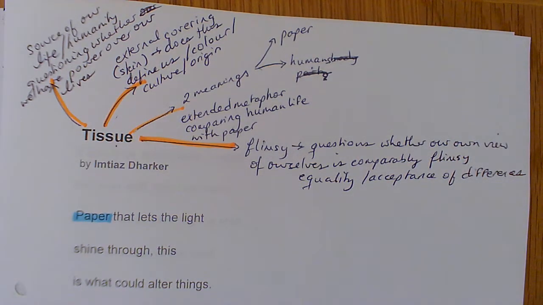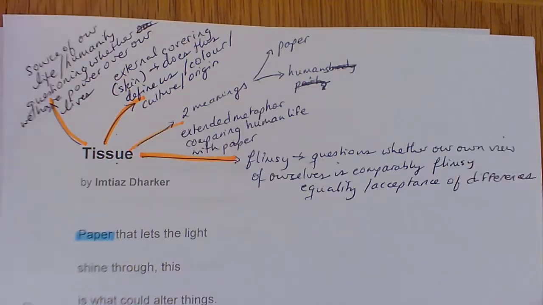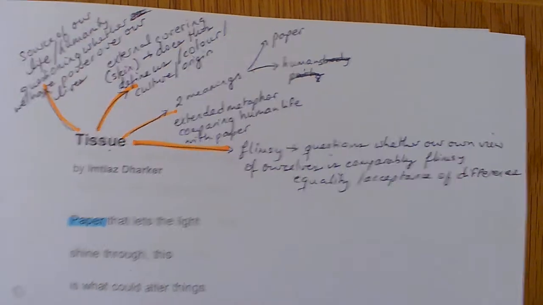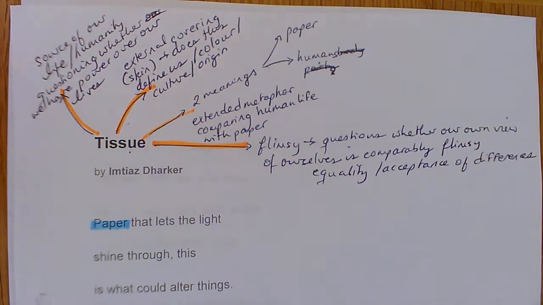This is why this is one of the hardest poems, because it is an extended metaphor. By using the word tissue, if you remember, we look at the way that the word is used, this word which has two or more meanings, and we do that a lot. We're going to look at that a couple of times in this poem.